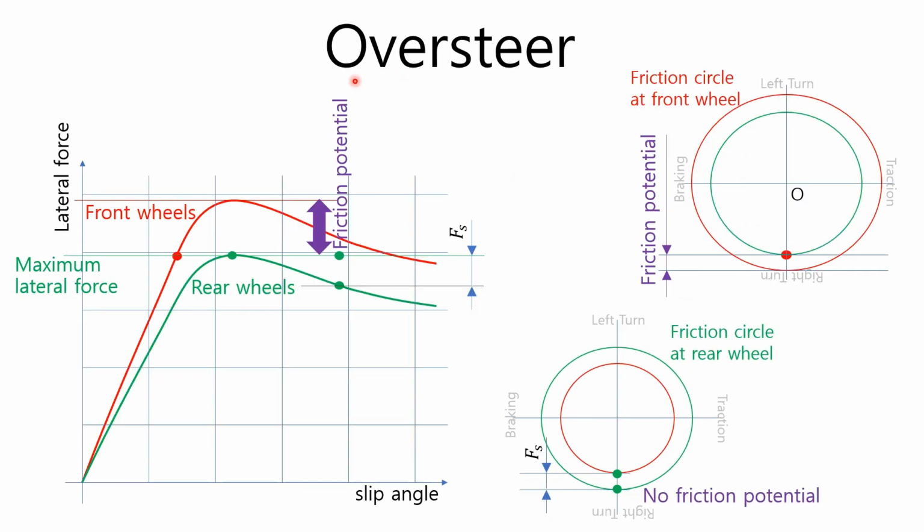Next, let's consider oversteer using a graph of lateral force and slip angle. As shown in the picture, when turning, if the rear wheels exceed the maximum lateral force before the front wheels, the rear wheels will be pushed outward, causing the vehicle to turn more than the driver expected. Accordingly, the driving condition of the rear wheels causes oversteer due to the force Fs being outside the rear wheel friction circle, pushing the rear wheels outward in the direction of turning. On the other hand, the front wheels still have enough friction potential.